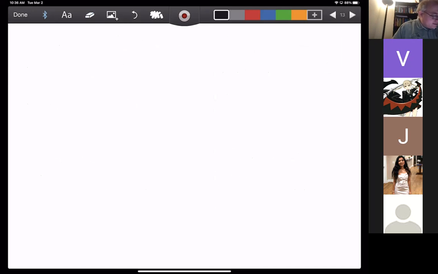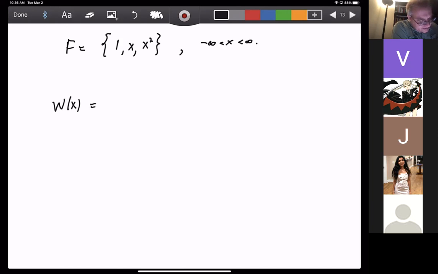So let's look at our set of functions and let them be 1, x, and x squared. And let's just work on minus infinity to infinity. We're not really going to worry about the domain. So our Wronskian is going to look like this. We use our functions to build the first row. We get the next row by differentiating, in this case, with respect to x.